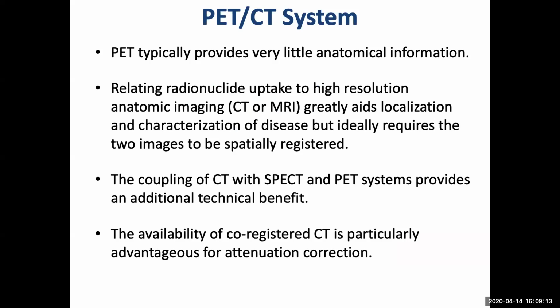Okay, so PET typically provides very little anatomical information. We say this is functional imaging. Relating radionuclide uptake to a high resolution anatomic image, CT or MR, greatly aids localization. So the purpose of hybrid imaging with functional imaging is good localization, and it is also used for attenuation correction.